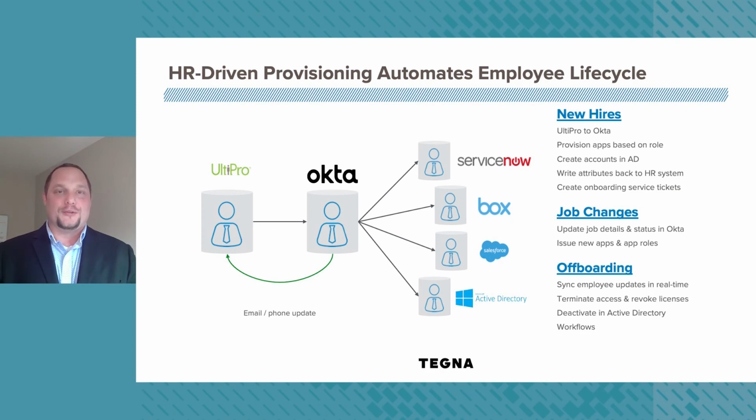This is digging a little deeper into the slides that we were just looking at. From an HR-driven provisioning automation perspective, we have new hires flowing from UltiPro to Okta. We have other applications like ServiceNow. So from a new hire perspective, you're hired on through the HR process. We provision apps based on those attributes and the roles that we talked about. We're creating that account in Active Directory. We're writing back attributes to the HR system, and in addition, we're creating tickets for the onboarding process.